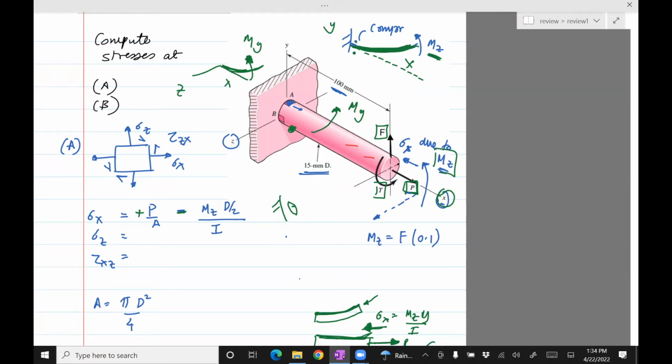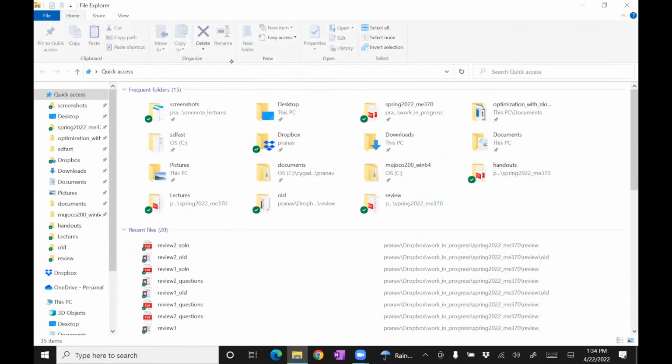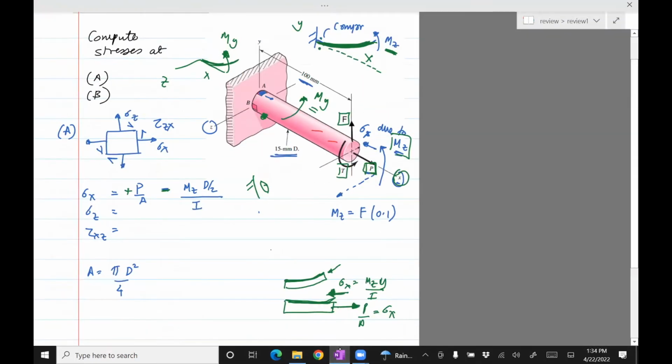Similarly, if you have MY, which is not there in this problem, but let's assume it's there, then it will bend in a curve shape like a U, as I said, in the XZ plane. Remember, Z is here, X is here. So again, the part on the right, if you see it from this side, is going to be under compression, because the top part of the U and the bottom part is under compression.